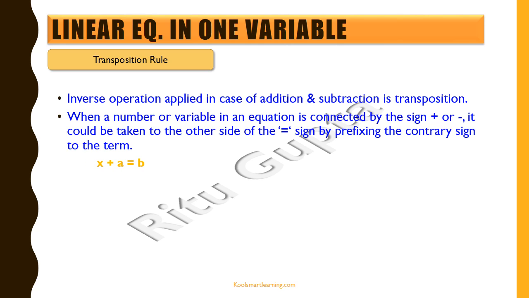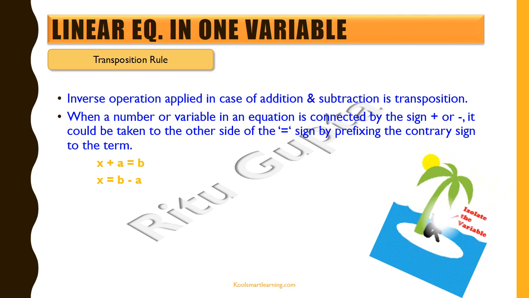So if x plus a is equal to b, then if we want to take a to the right hand side, x becomes equal to b minus a, and this is called the transposition rule. Now why do we want to do this transposition? Because we want to isolate the variable x. If we have to find out the value of x, in case of a linear equation, it will be only one value actually. So if we want to find the value of x, we need to isolate x. That is why we would want to use these transposition rules.